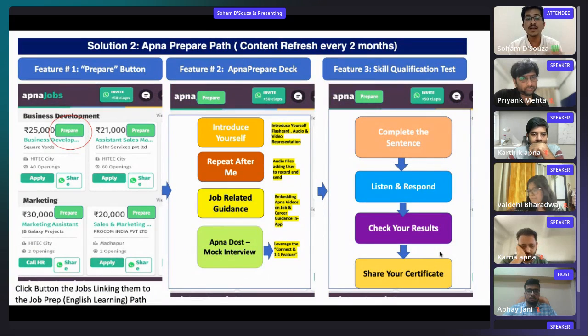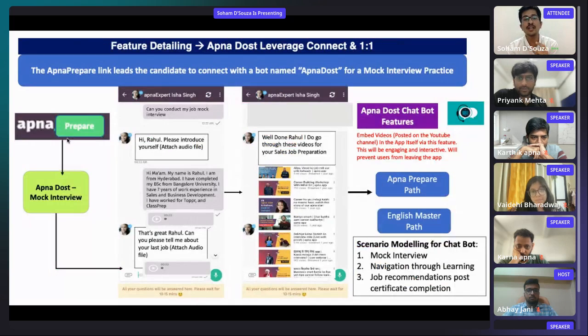The second aspect that I'm suggesting is an Apna Prepare feature: along with Apply, the person can click it, which takes him to the Apna Job Prepare deck, where he does the skill assessment. And so this is going to be a good pull. That person will realize that for this job, these are the things that I need to learn in English.